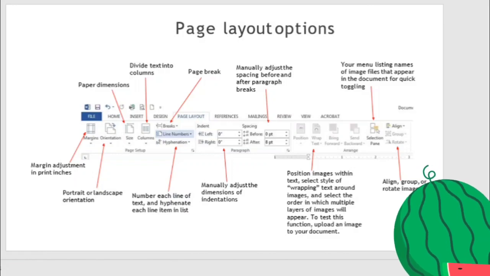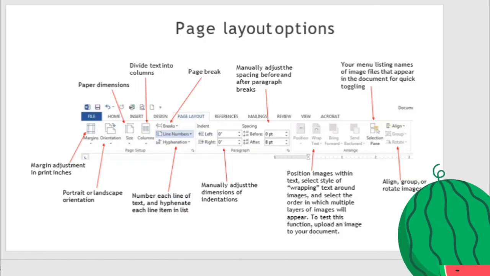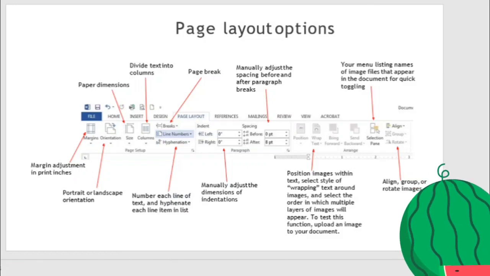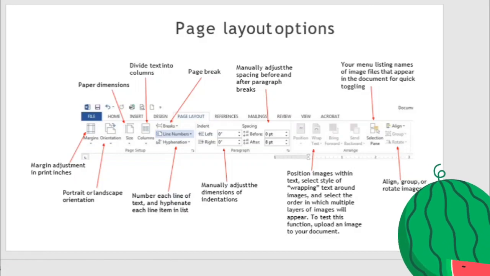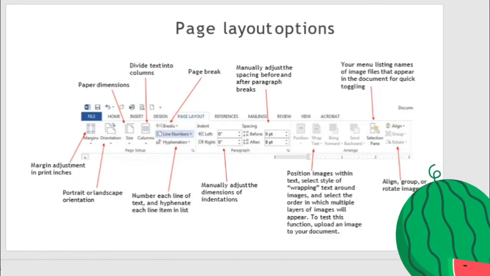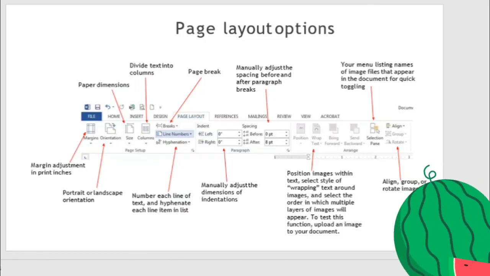1, 2, 3. Basically, there's no column if there's one. There should be at least 2 or 3 columns. And you can even insert a page break within that page or whatever you want. You can manually adjust the spacing before the paragraph after each break. Your menu listing names of image files that appears in the document for quick tagging. You can align, group, or rotate images. You can either position an image or text, select tiles or wrapping if you want to have these documents to appear in your page. You can manually adjust the dimensions of the indentions.